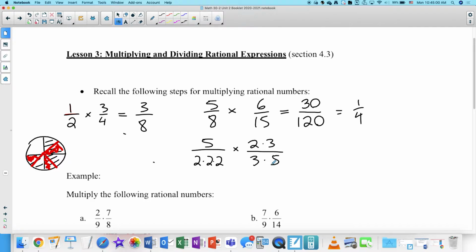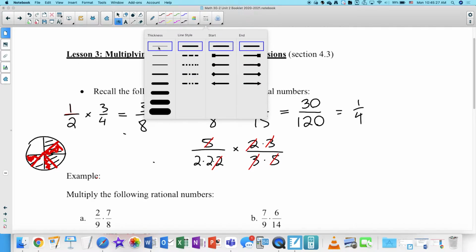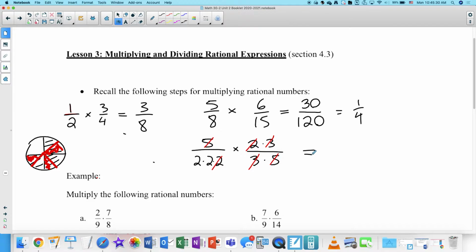Now at this point, instead of multiplying numerators and multiplying denominators, I'm going to cancel all of the common factors that I see in the numerator and denominator. That factor of 5 cancels, and I can cancel this factor of 2, and I can cancel this factor of 3. When I look at what's left, if I crossed everything out in the numerator, what's left? 1. And in the denominator, I have 2 times 2, which is 4.